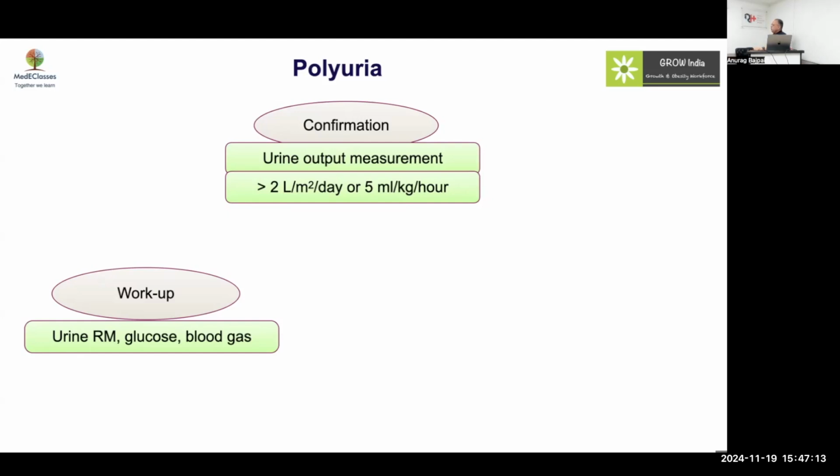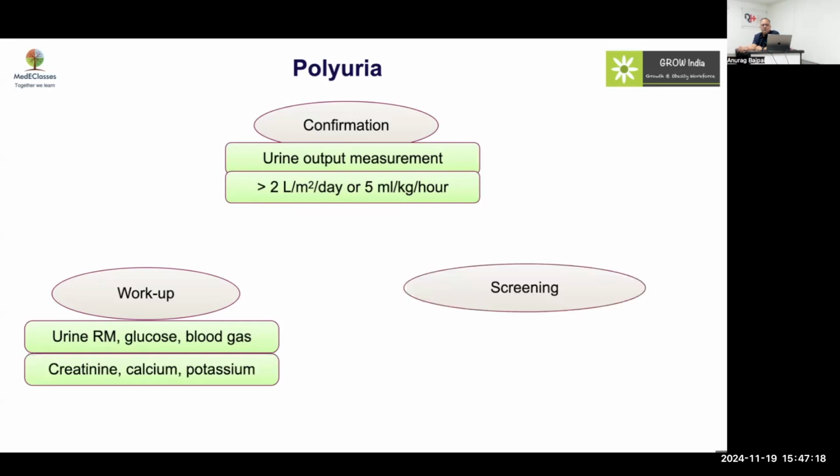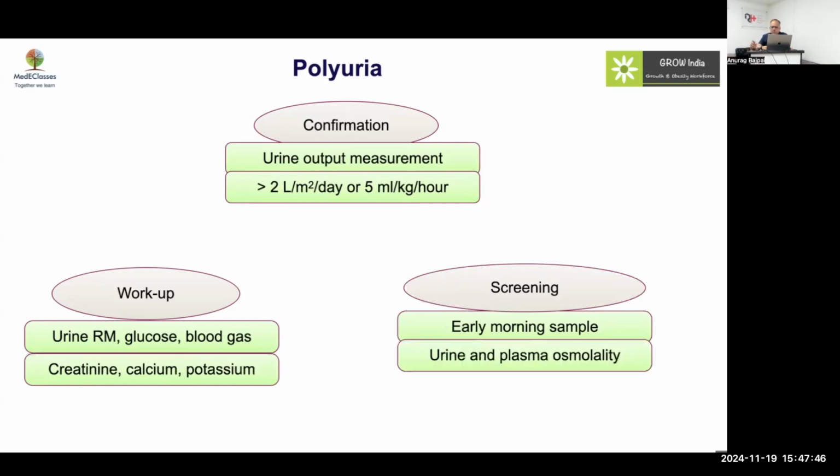Workup should include, of course, urine routine microscopy, glucose, blood gas, everything should be excluded: creatinine, calcium, potassium, and screening you can do using an early morning sample. Be a bit cautious. If the child has this level of polyuria, generally we don't say stop everything from evening. If he's very thirsty, he can have water, but if he is able to do it without that, you can check an early morning sample. The peak concentration of urine should be there in the morning. So the highest level of urinary osmolality or urinary sodium will be in the morning, which will give you an idea in that perspective.